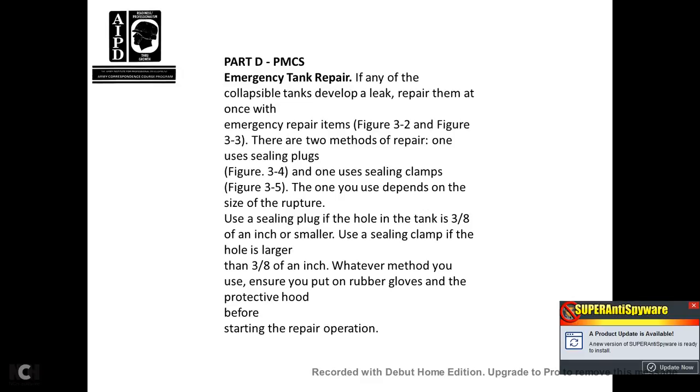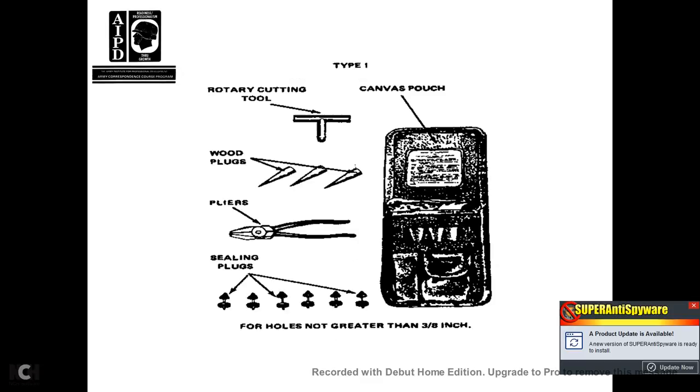These are two methods of repair. One uses sealing plugs and the other uses sealing clamps. The use depends on the size of the rupture. Use a sealing plug if the hole in the tank is 3/8 of an inch or smaller. Use a sealing clamp if the hole is larger than 3/8 of an inch. Whichever method is used, ensure that you put on rubber gloves and a protective hood before starting the repair operation.